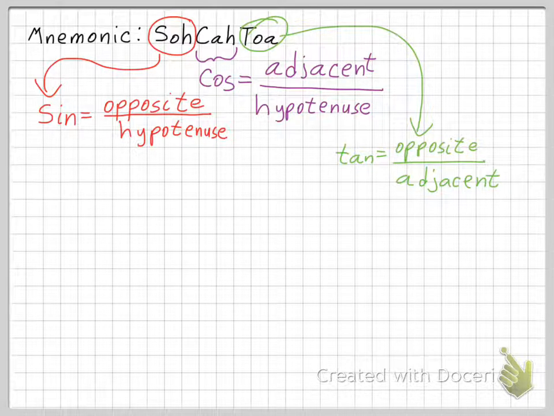I will let you write that down on a quiz or test. You can write that down at the top of a quiz or test as soon as it's handed out to you. You write down Sokotoa, and then you can remember that sine is opposite over hypotenuse, cosine is adjacent over hypotenuse, and tangent is opposite over adjacent. That mnemonic device will probably come in handy for you.